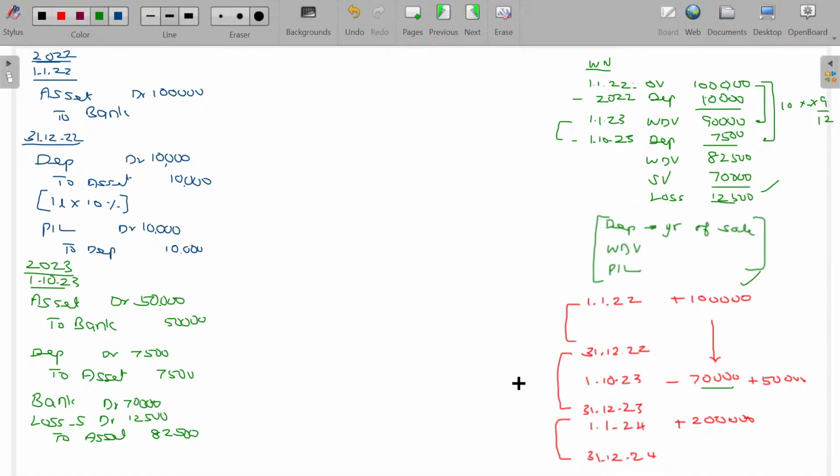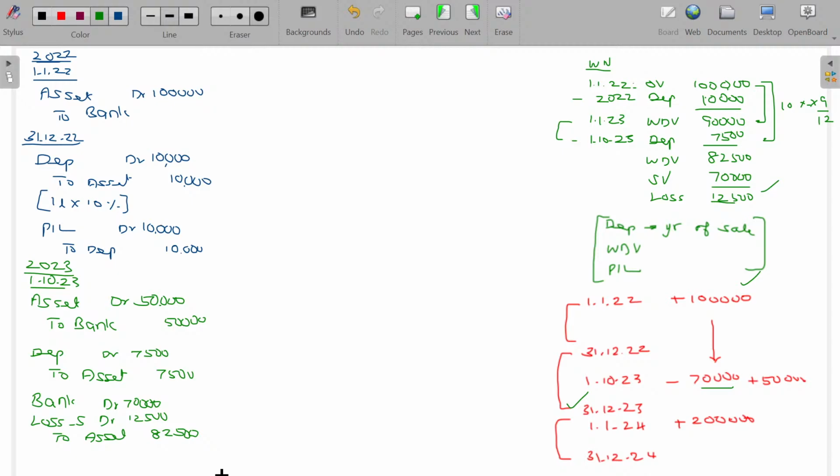Now we'll move on to the year end, the last date. One purchase happened, one sale happened. When it's a sale, find out the depreciation for the year of sale, from the beginning of the year to the date of sale. Beginning of the year being 1st January, date of sale being 1st October. For these 9 months, you have to find out the depreciation. Now we have to find out the WDV, or book value, as on the date of sale, and compare it with the sale value and find out whether there is any profit or loss. So here we have the loss. In case of loss on sale, it is debited as loss. In case of profit, it should be credited. Loss debited, profit credited.